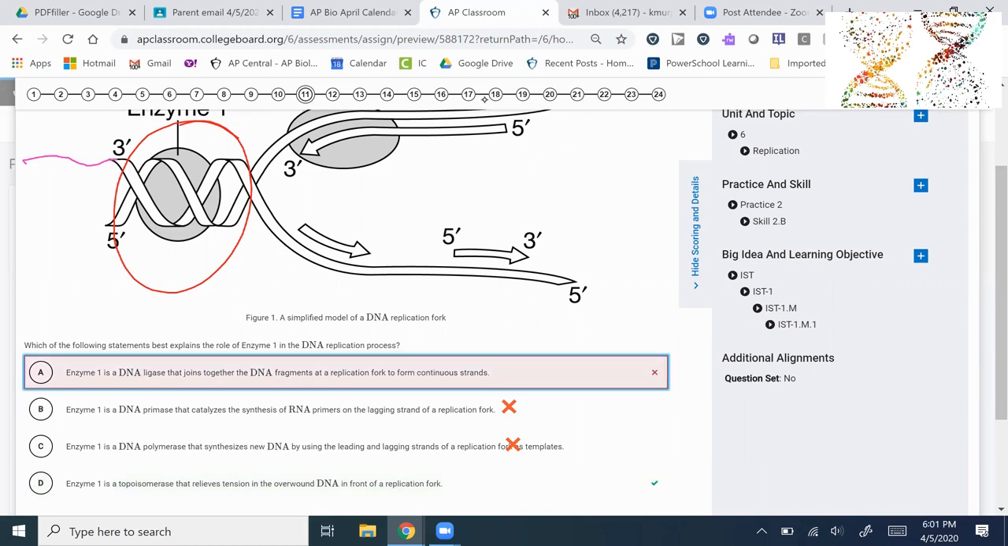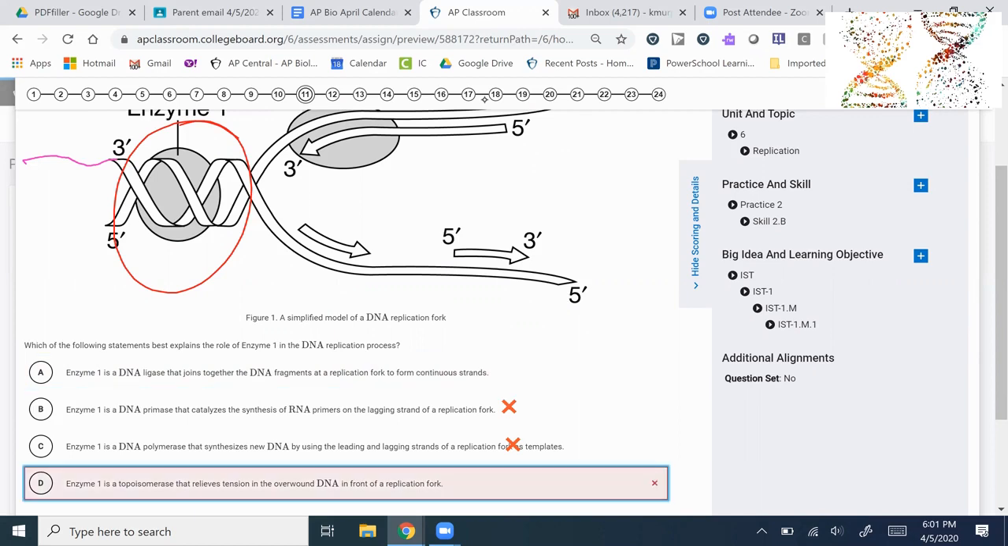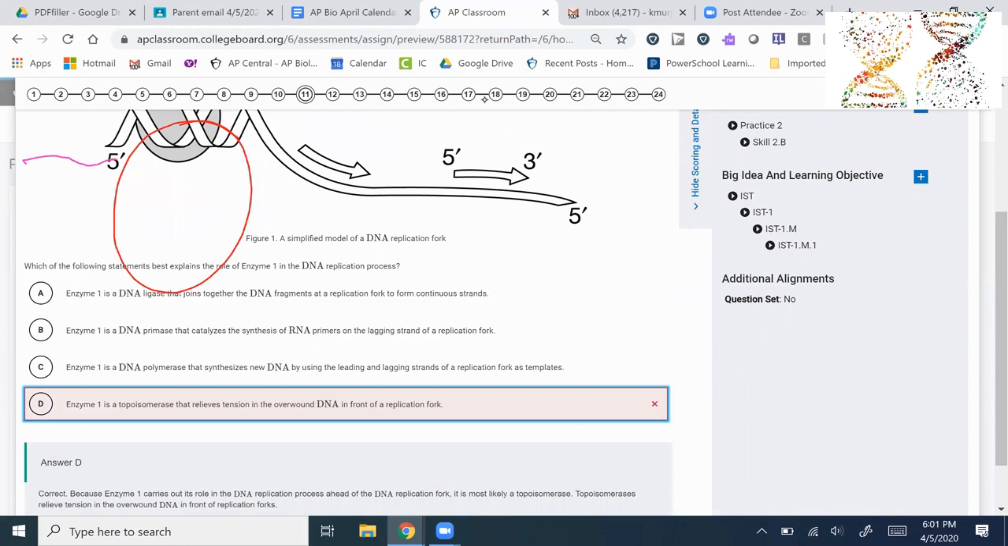I don't know why that's going D. There we go. The answer is D. It's topoisomerase that relieves tension in the overwound DNA in front of a replication fork.